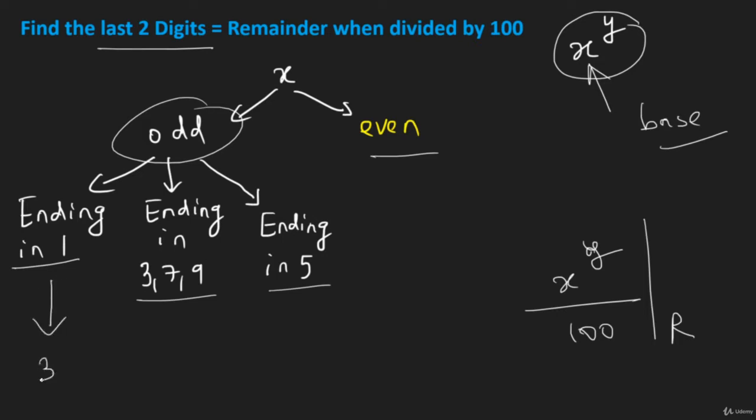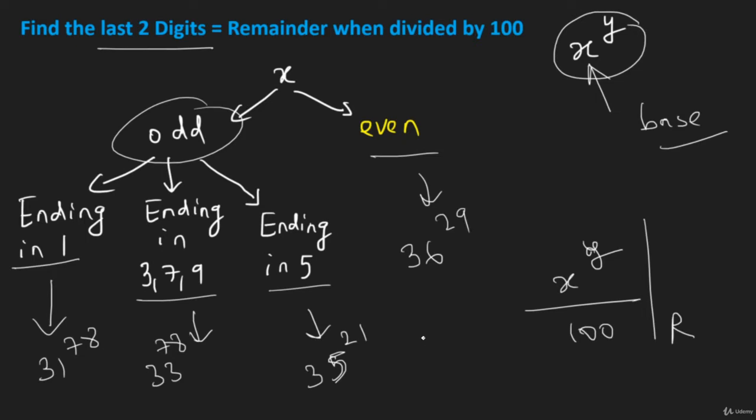Now, what's an example where it's ending with 1? It could be something like 31 to the power 78. Over here it could be 33 to the power 78, or 37 to the power 78, or 39 to the power 78. And over here it could be 35 to the power 21, right? These are a few examples. And the case where it's ending with an even number could be something like 36 to the power 29. All right. Now let's take up all of these one by one.